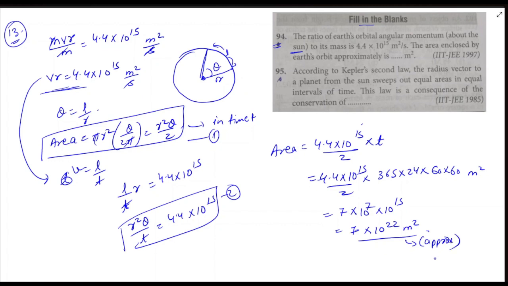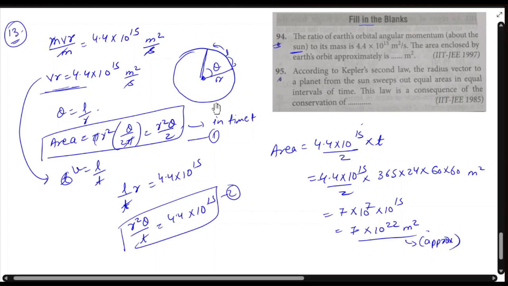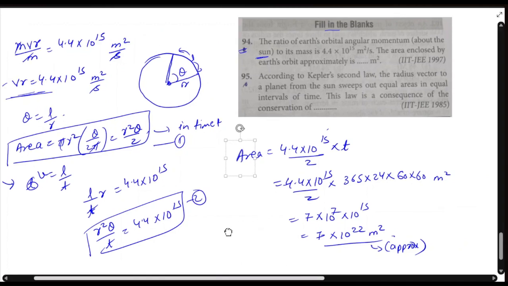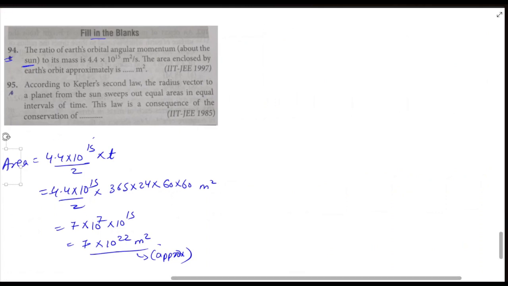Okay, perfect. Let's move on to our 14th question. So what we have here is, according to Kepler's second law, the radius vector of planet from the sun sweeps equal area in equal interval of time. The law is the consequence of conservation of angular momentum.